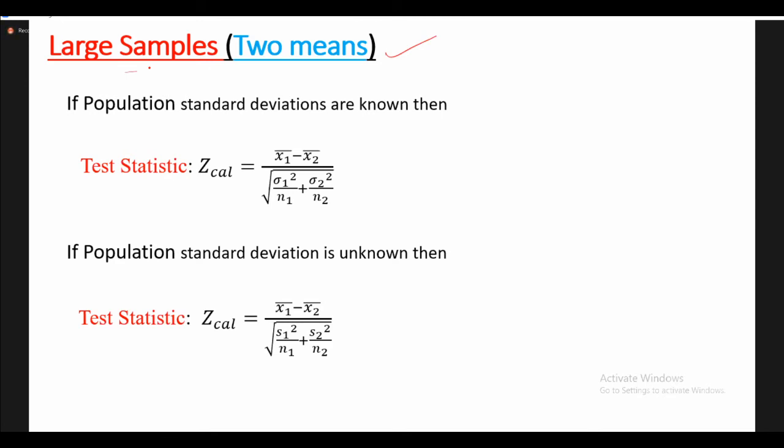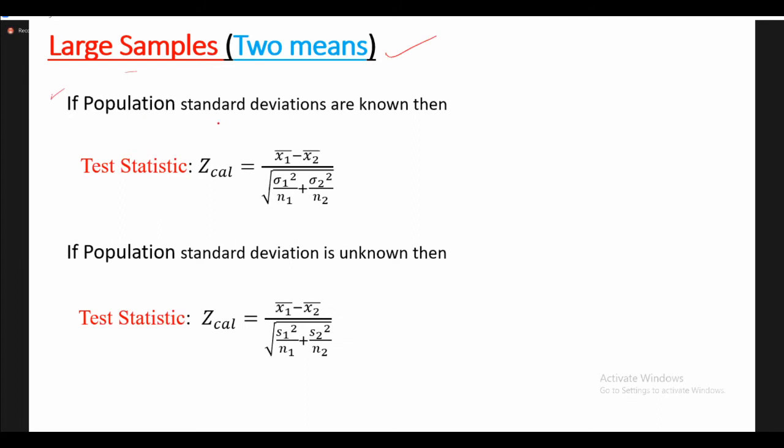The procedure is the same, only the fourth step, Z calculated, will be different. We'll use different formulas. The entire procedure is the same, 5 steps. Large samples, 2 means or difference of means. Only the fourth step may be different.